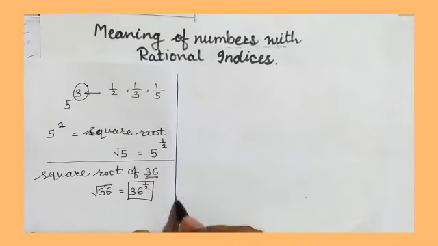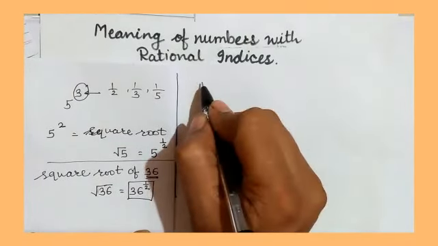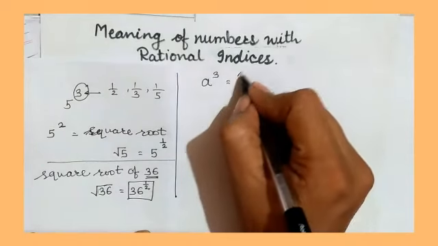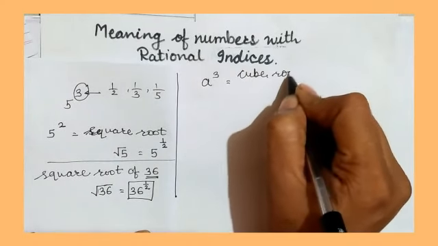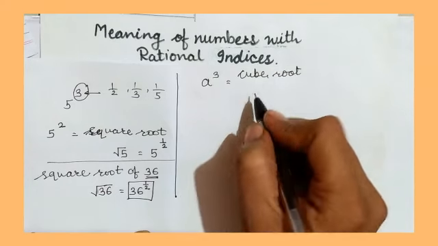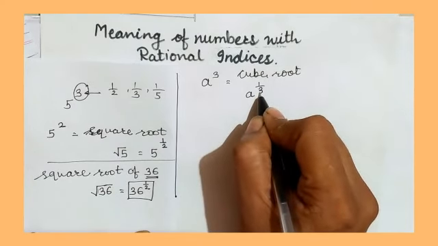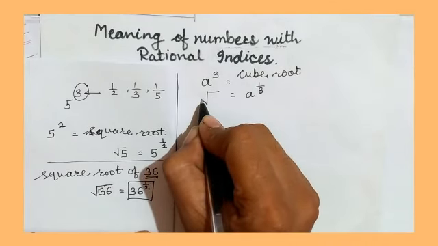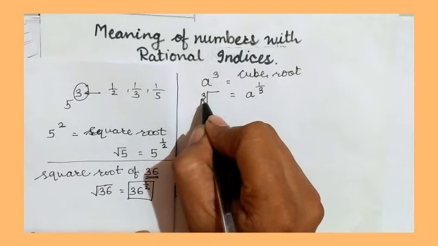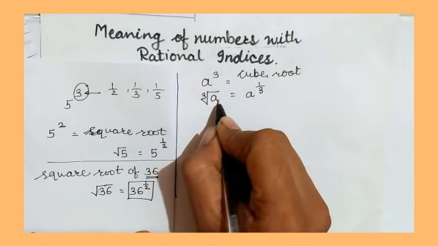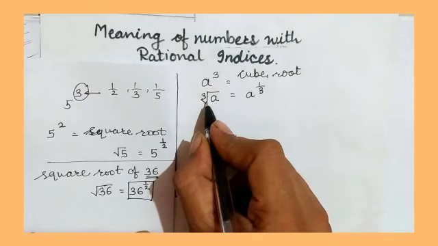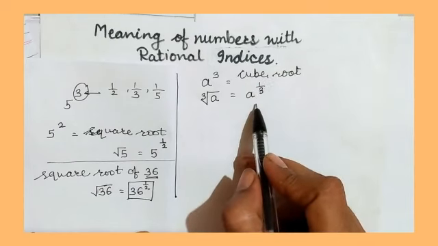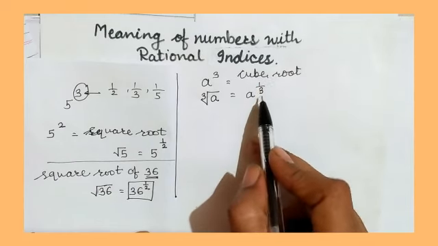In the same way, the cube of any number, suppose the cube of a, how will we write it? a raised to 3. And if you want to write the cube root, how are we going to write it? a raised to 1 upon 3. Or we can also write the symbol of root, put 3 here and the number a here, and its meaning is cube root of a. In the format of indices, we can write it as a raised to 1 upon 3.